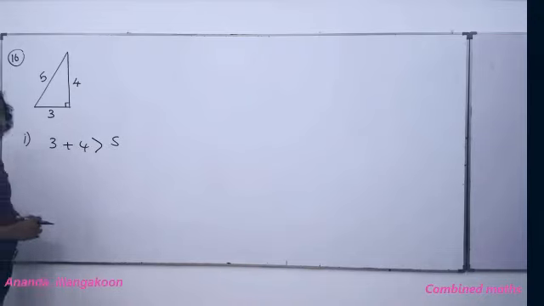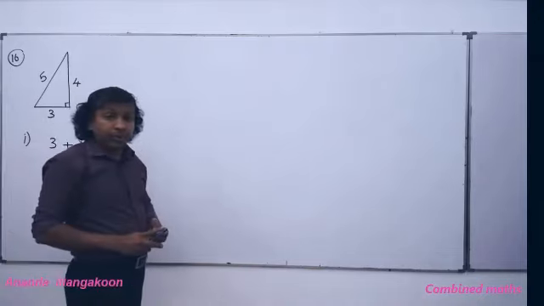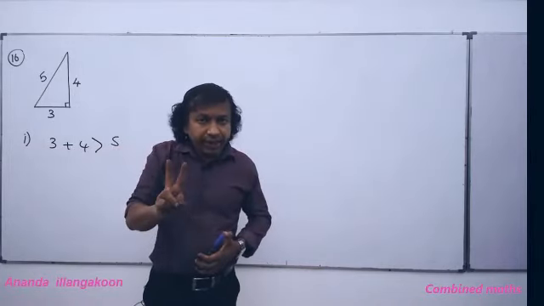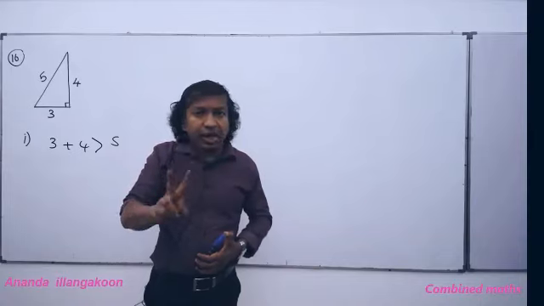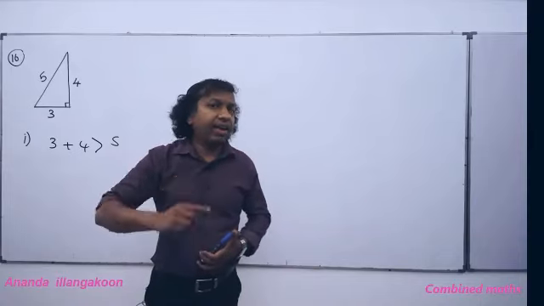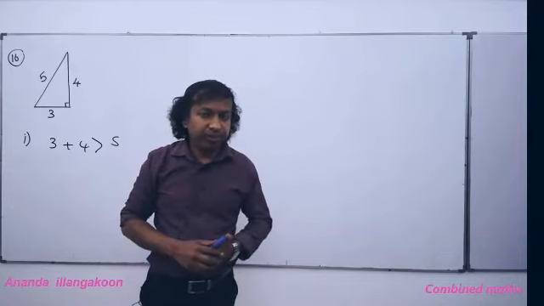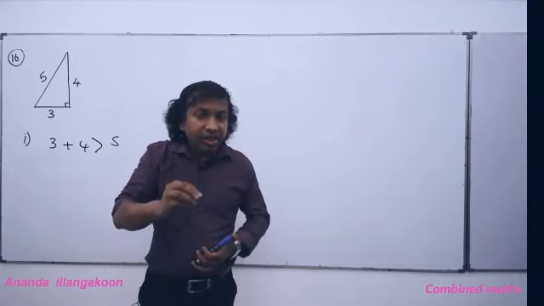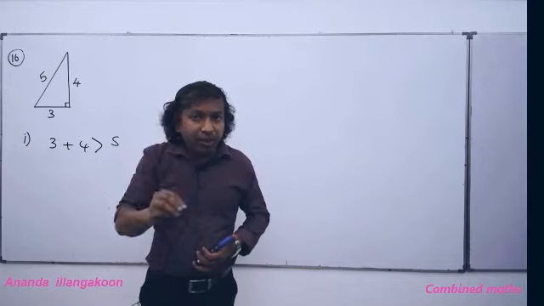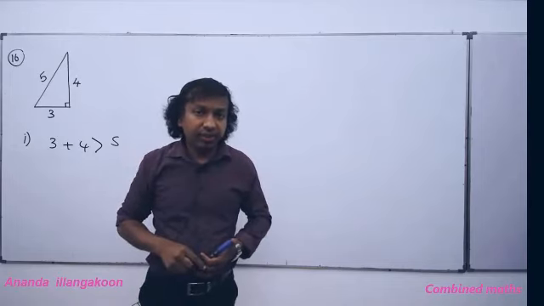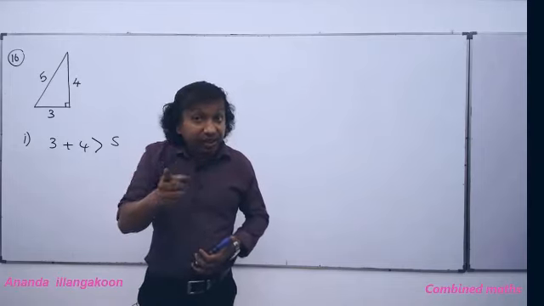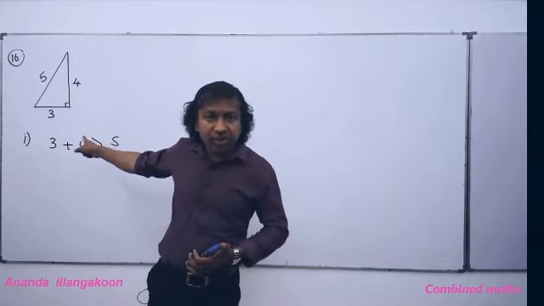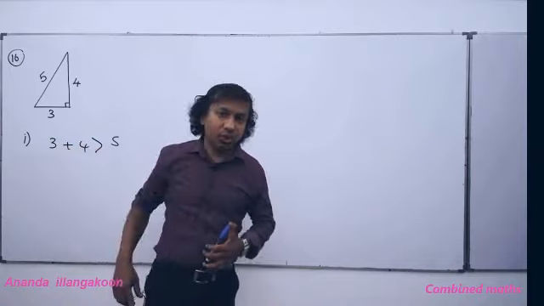Understand? What is that? First thing you should know, the sum of any two sides of a triangle is greater than or equal to the third side of the same triangle. Greater than or equal to. This is, people, the greater than case. How does this equal case occur?